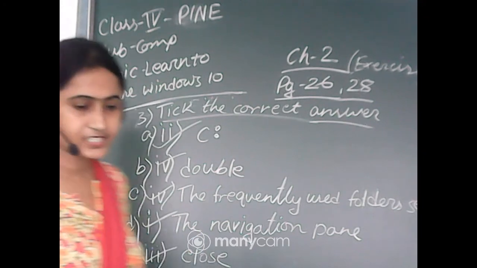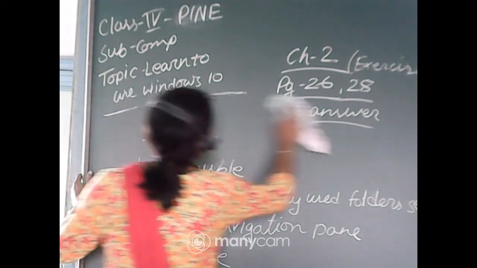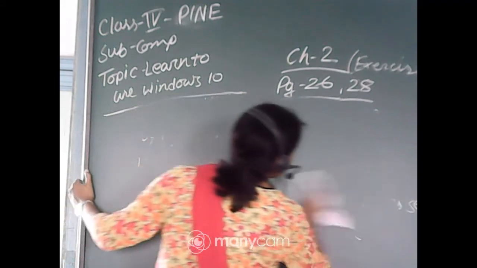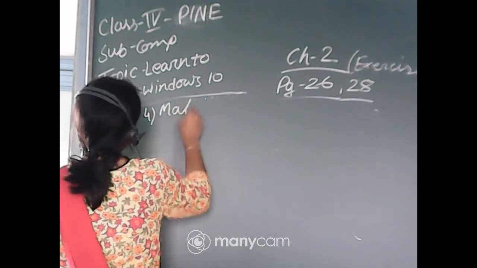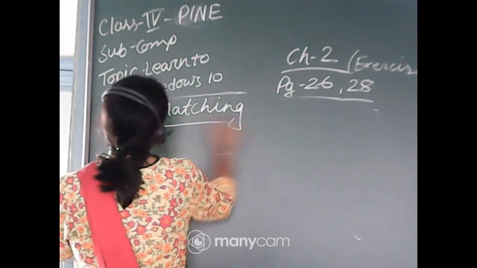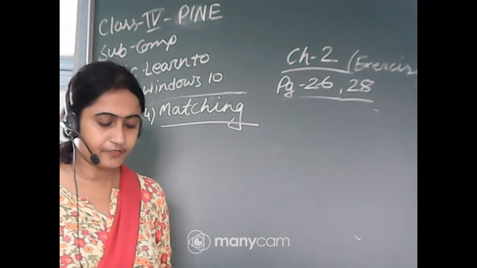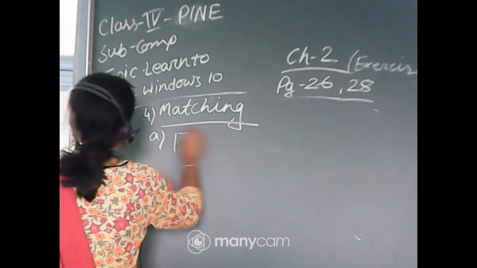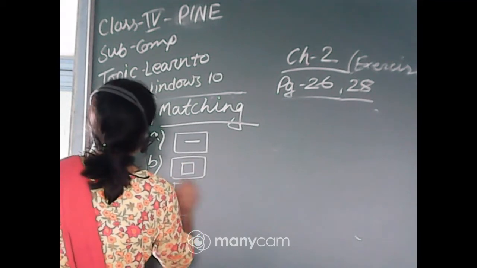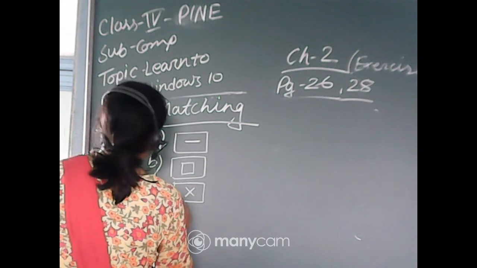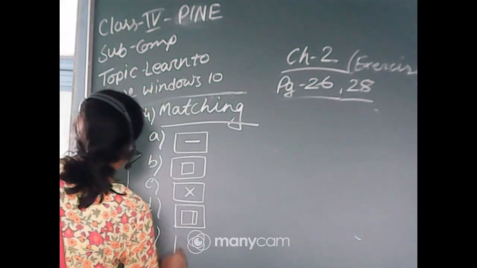Okay, now matching. Number 4, matching. Okay, Jishan, you also correct. Next part, match the following. A, this is minimize button. Number B, this is maximize button. Number C, close button. Number D, restore down button. And number E, this is start button.